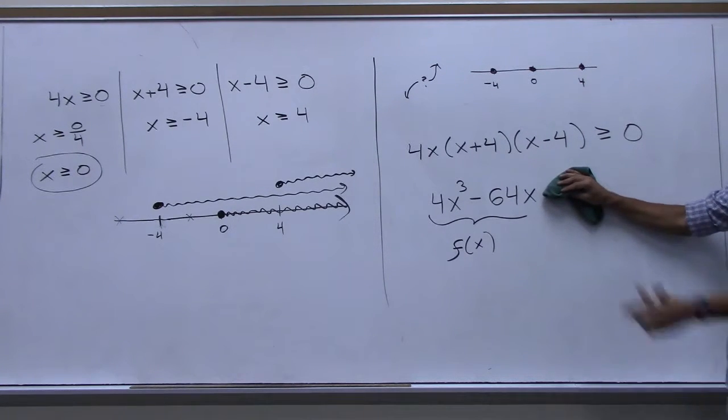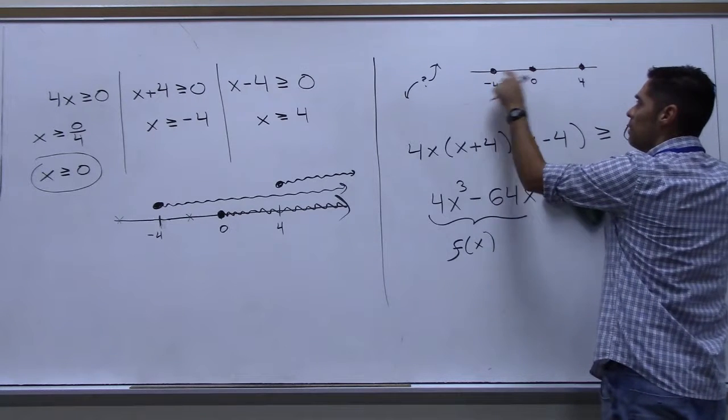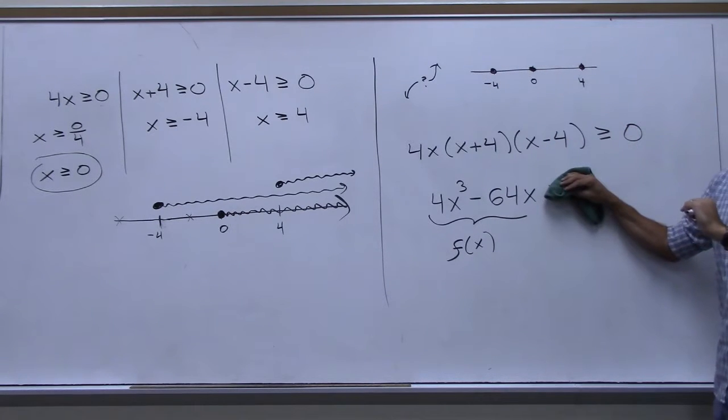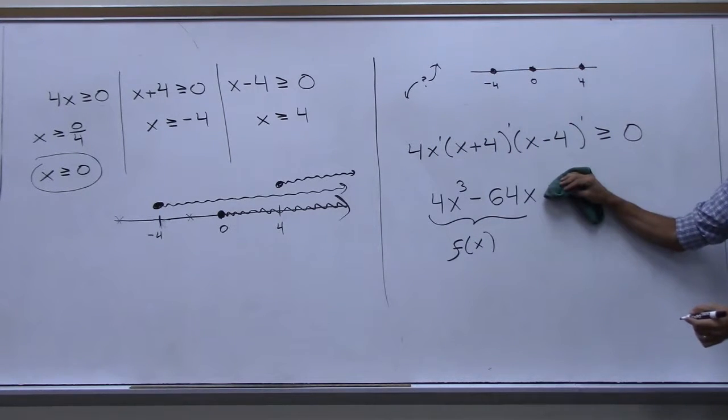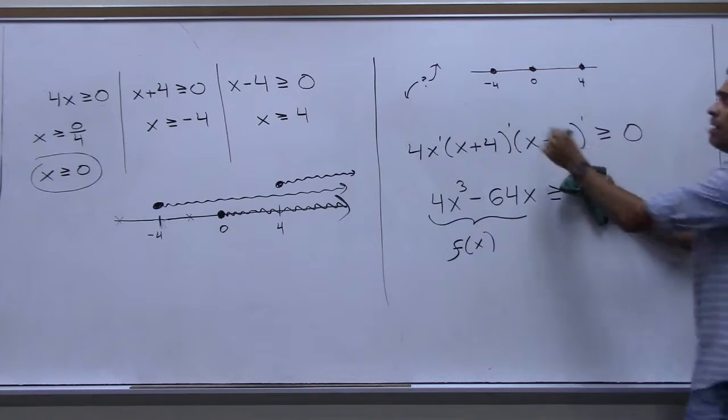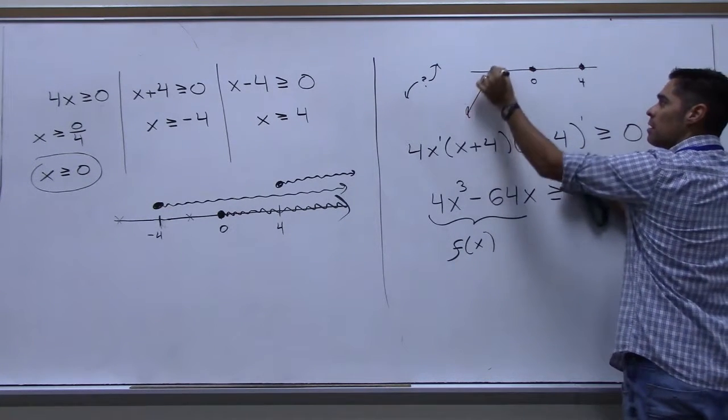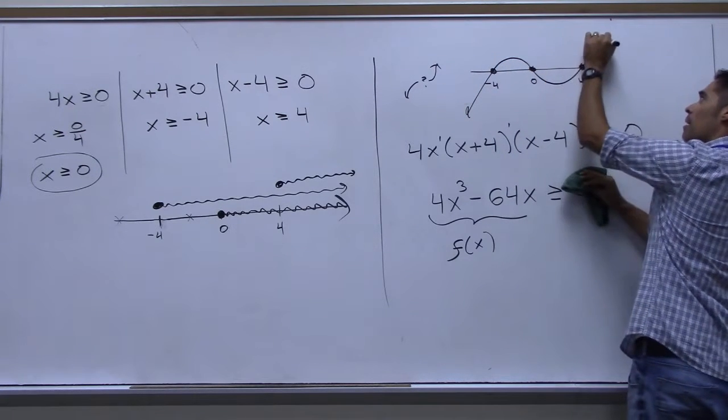And would we be touching or would we be crossing through at those? Crossing. Why? Because all the multiplicities are 1 on all the factors, right? So I'm going to be crossing through on all of them, and I start out by going down on the left, cross through, back up, right? Like this.